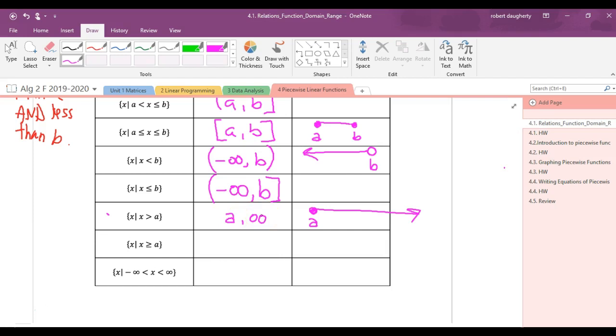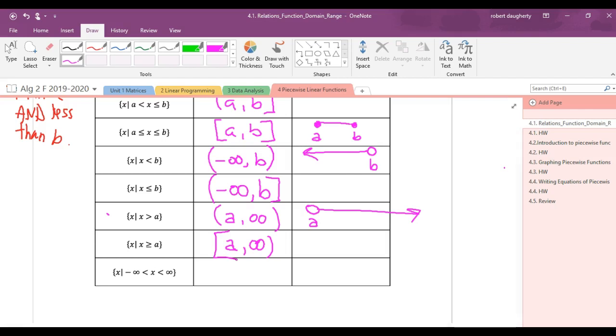Oh, sorry. This one was greater than, so let me back up. These were all the numbers that were greater than a. So from a to infinity, parentheses, parentheses. And then the one next to it is going to be every number from a to infinity, including a. So that one has a bracket. Okay.